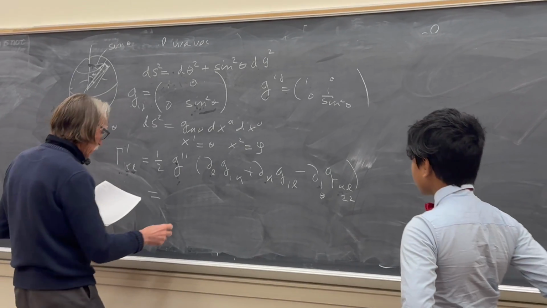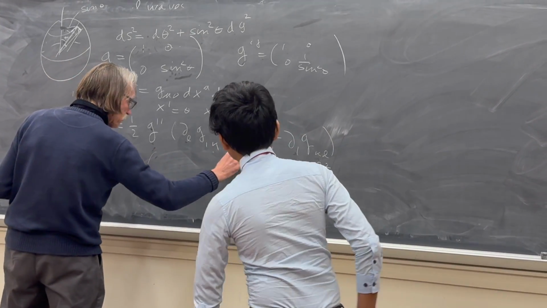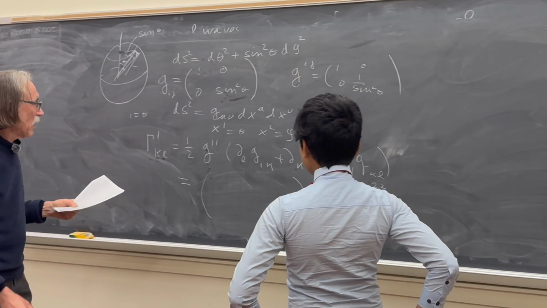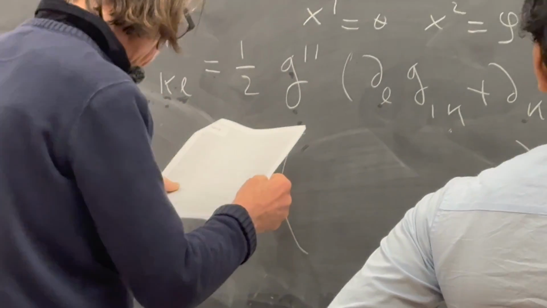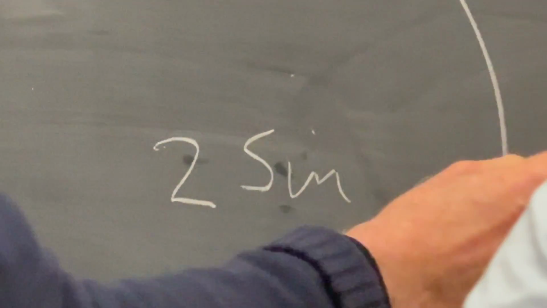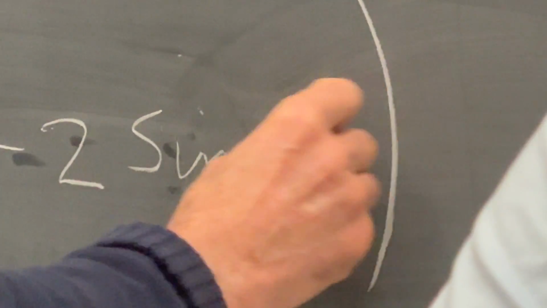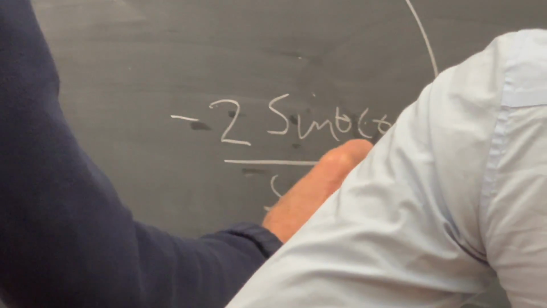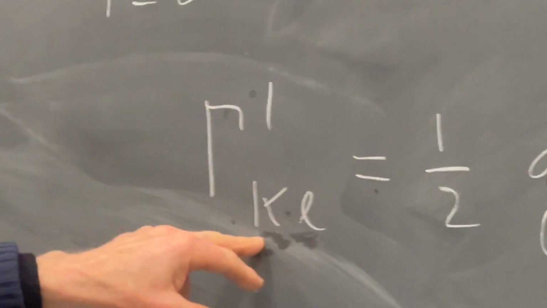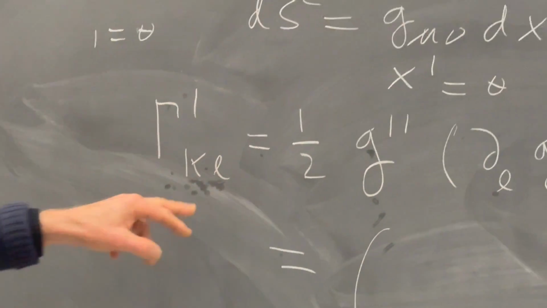So what we get is a matrix. So we get 2 sine theta, there's a minus sign, cosine theta divided by sine squared theta. And this is the phi component, because these were both 2.